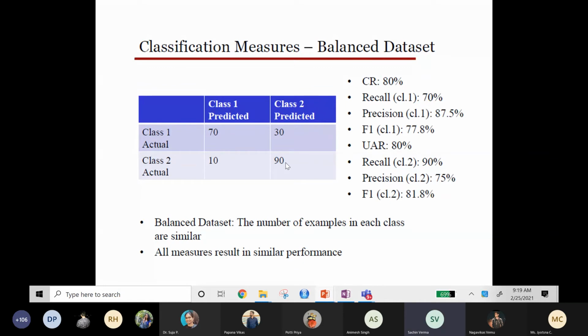True negative divided by true negative plus false positive. So which is true negative? 90. 90 divided by true negative plus false positive, which is 30. So 90 divided by 90 plus 30. Hope everyone understood this one. So recall for class 1 and recall for class 2. Recall for class 2 will be true negative divided by true negative plus false positive. You write the formula over there.